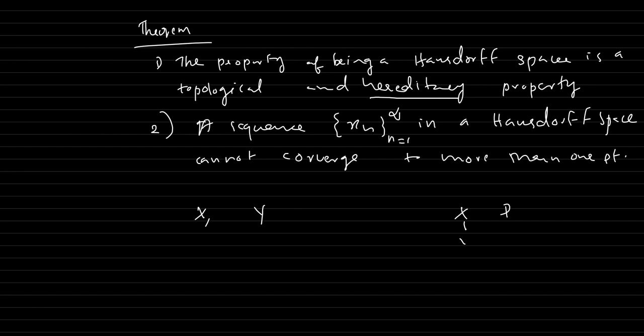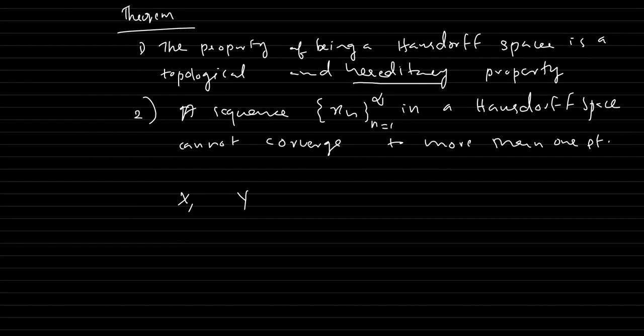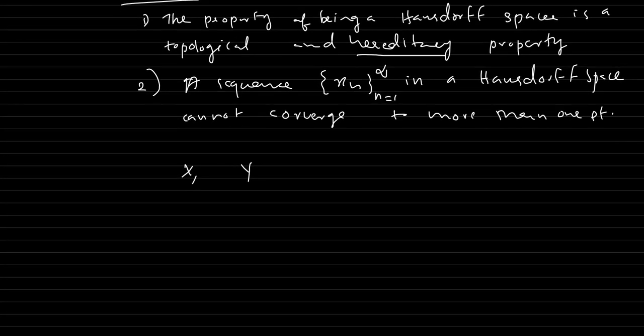That is, if Y is a subspace of X, then Y also satisfies the property P. Such properties are called hereditary properties. So here the Hausdorff property is a hereditary property, because if X is a Hausdorff space, then every subspace of X is also Hausdorff. Here we need to prove these two things. So first let's prove that being Hausdorff is a topological property.